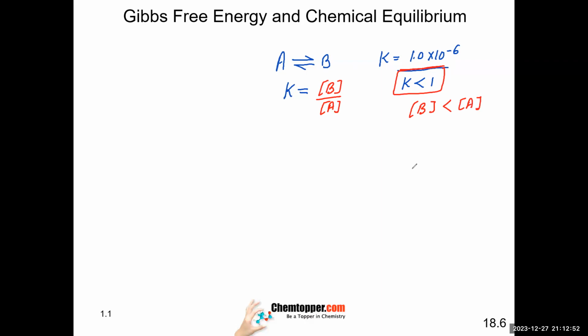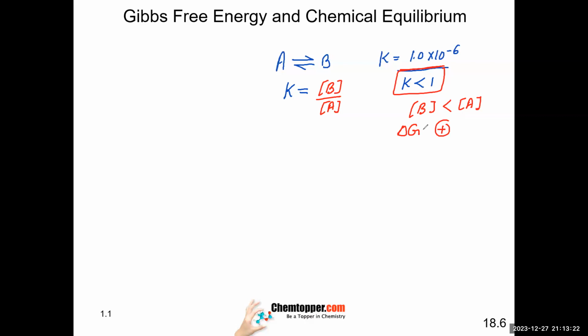So what does it mean? The reaction is spontaneous or non-spontaneous? Because product is less, reactant is more. Yes. So if K is less than 1, delta G will be positive. Very important relationship. If K is less than 1, it means reaction is non-spontaneous because you are not getting much product. Very good, Sanvi.